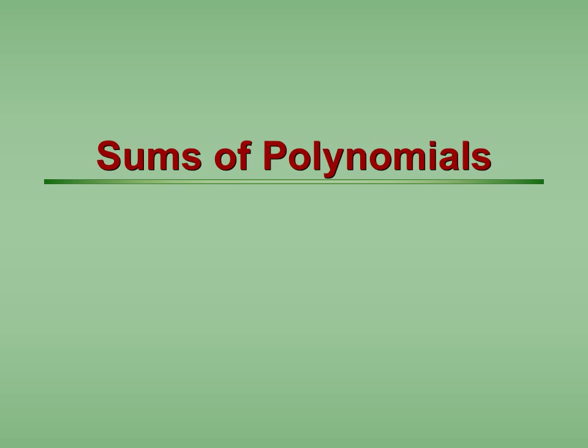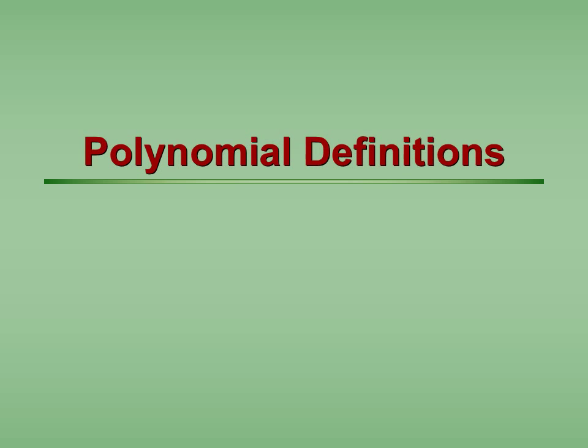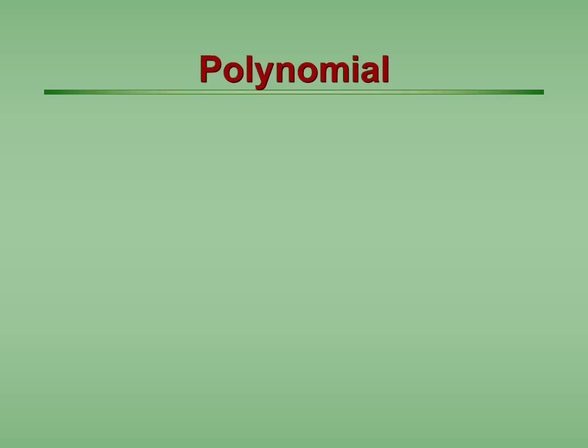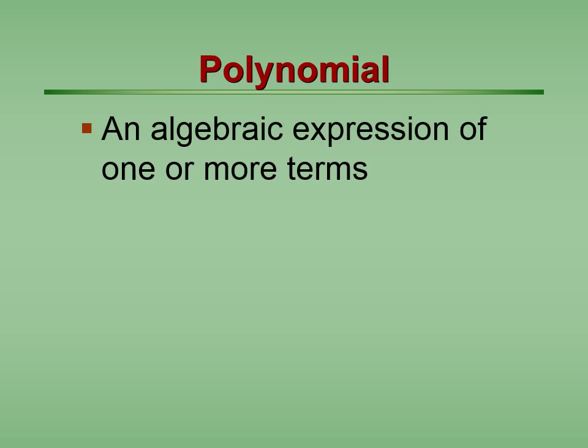Section 2 of the BJU textbook in Algebra 2, talking about sums of polynomials. So before we begin, we'll start with defining a polynomial. A polynomial is an expression that has one or more terms.